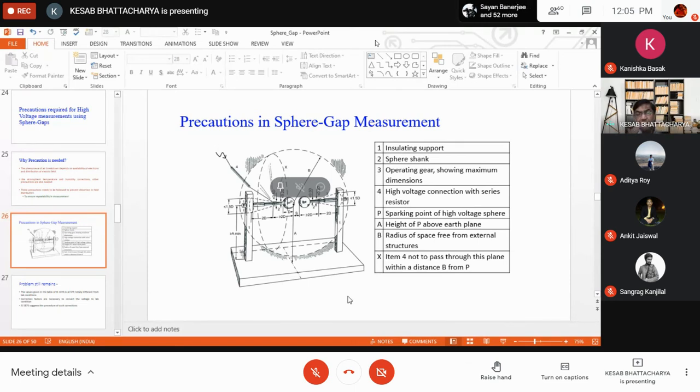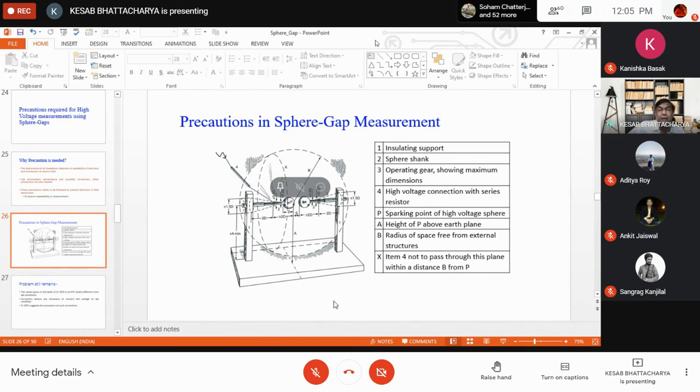Next is B. B is a radius, a circle drawn with radius B, with the center at P on the live sphere, and no external structure should pass or come within this distance B from P.